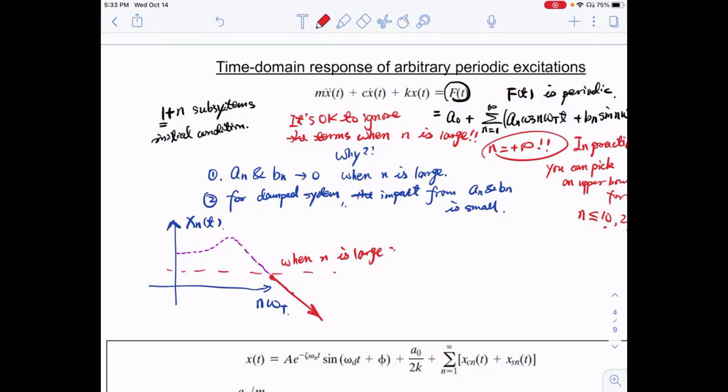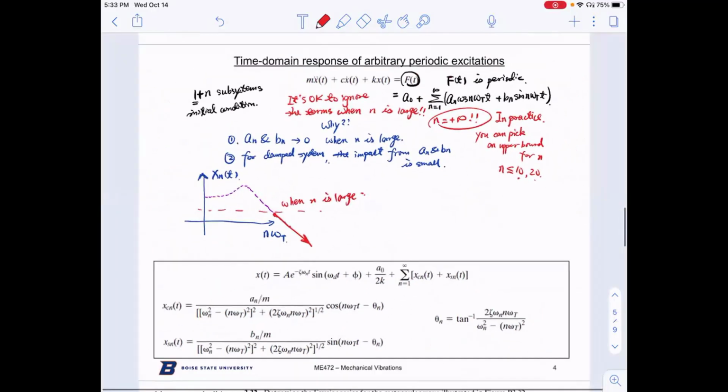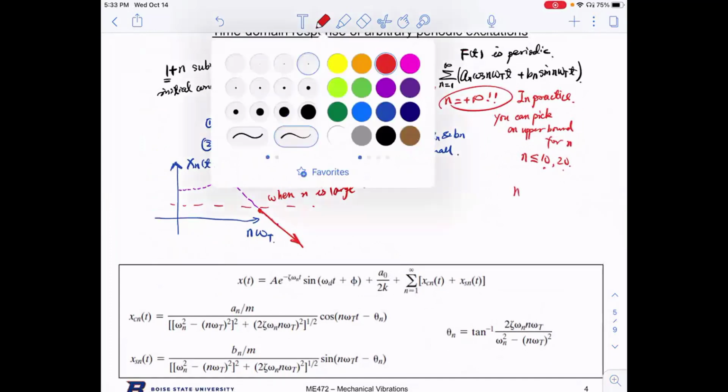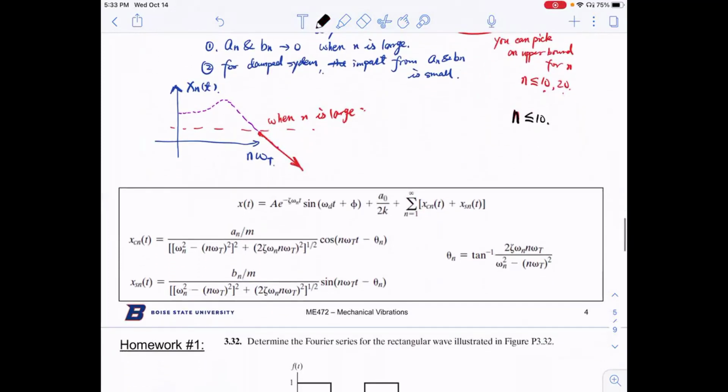All right. If you have a cutoff frequency or cutoff harmonic, let's assume it is n equals 10. If n is smaller or equal to 10, then if you go back to here, it's no longer infinite. You can just pick the first 10 terms. And remember, this is the harmonic response due to cosine input. This is the harmonic response due to sine input. For each sine and cosine input, you have these equations.